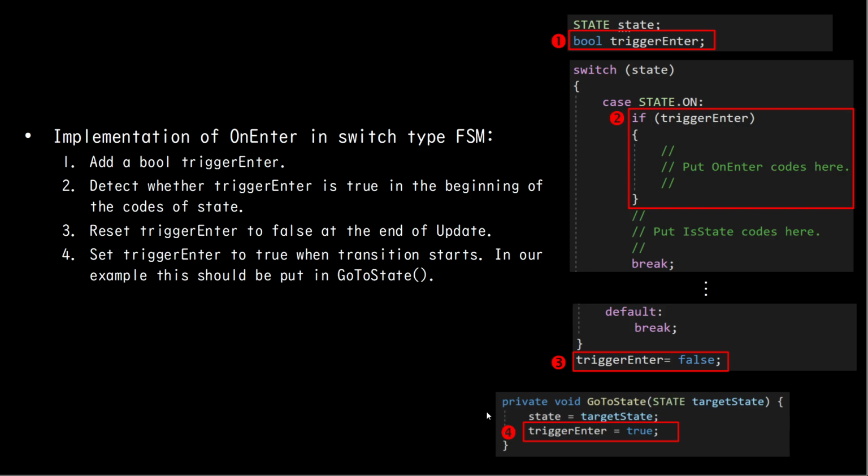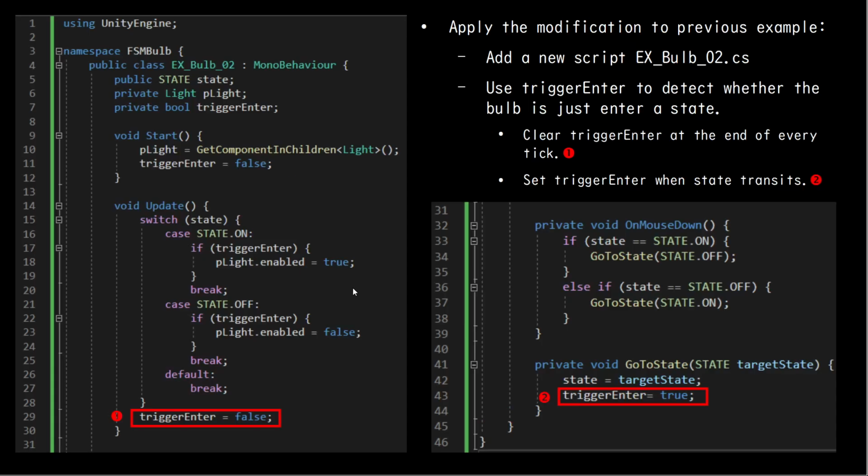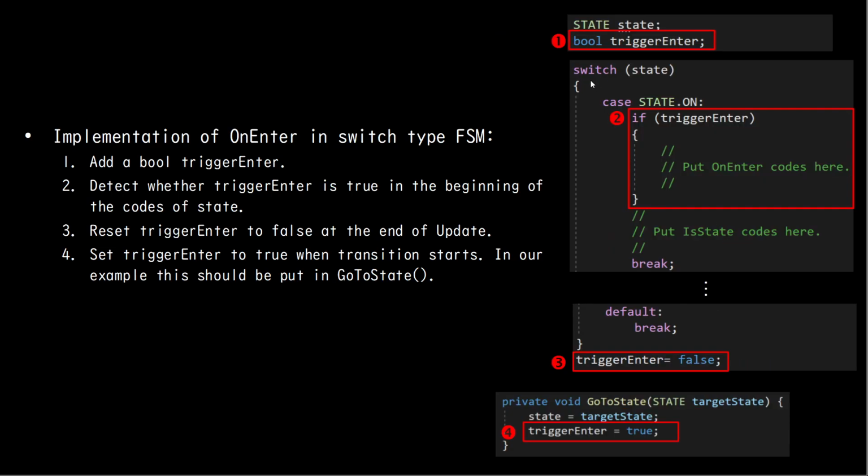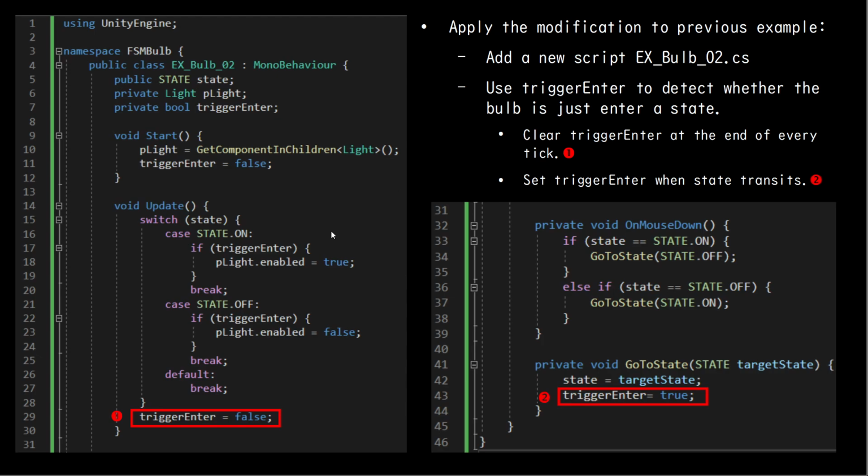So we see step number 4. Whenever we transition from some state into a new state, at the end of the transition, we have to set the flag to true. That means when the new state is executed, we have to make sure the trigger enter is true so that the onEnter will be executed. So that's the idea of using this little flag.